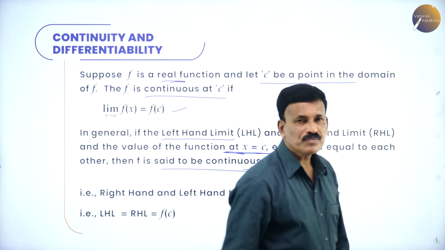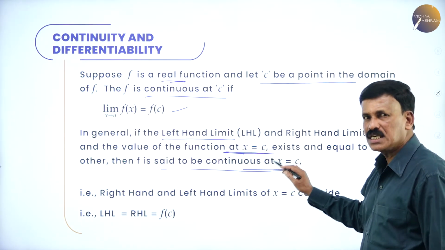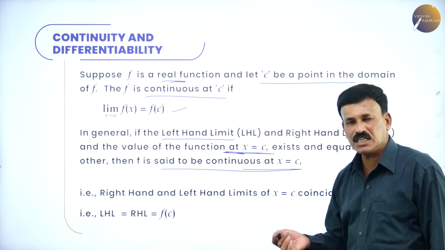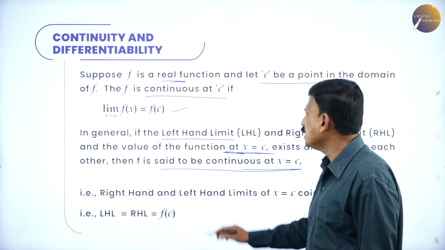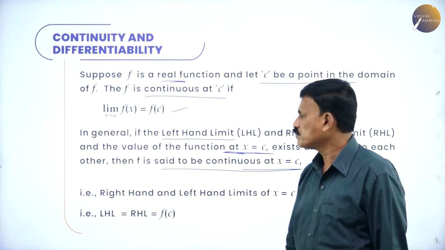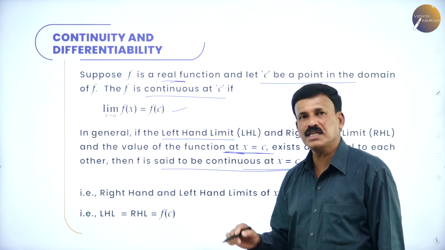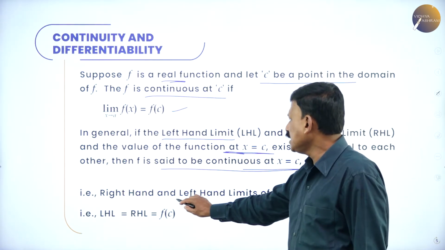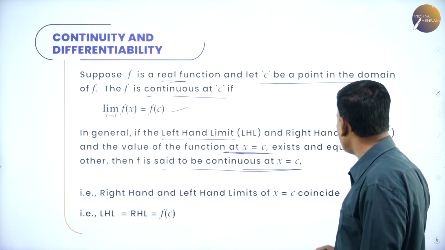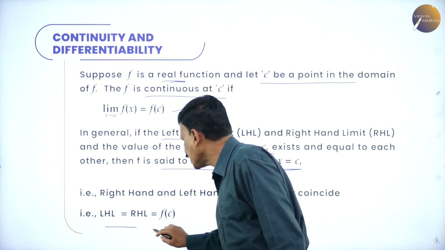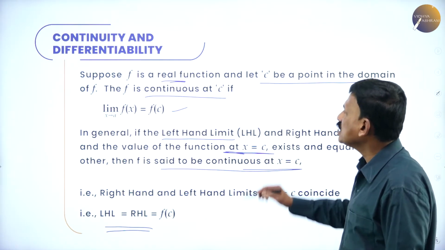If the function is continuous, it means the limit of the function at x is equal to c exists, the left hand limit and right hand limit are equal, and that is also equal to the functional value f of c. Then f is said to be continuous at x is equal to c. In general, a function f of x is said to be continuous if left hand limit is equal to right hand limit is equal to functional value. The right hand limit and the left hand limit coincide, so we represent it as left hand limit is equal to right hand limit is equal to f of c. Then the function is said to be a continuous function.